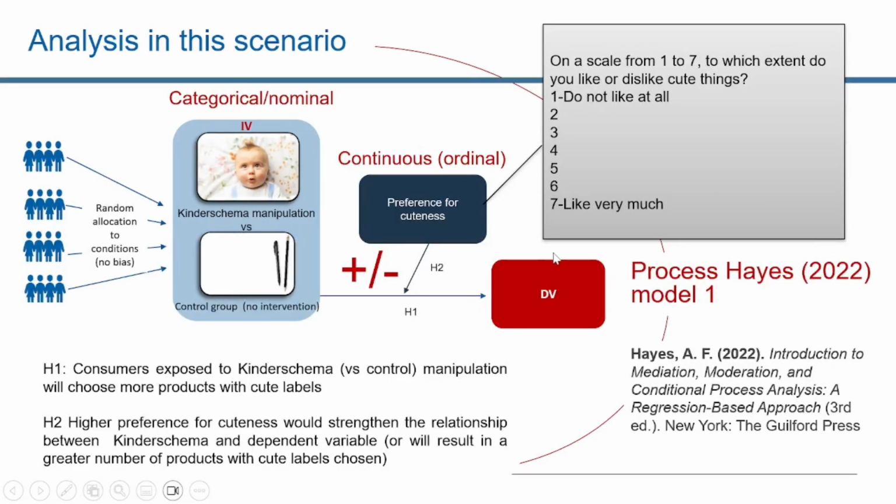And how can we analyze data? In this case, that very simple model can be analyzed using the Process Hayes add-on in SPSS using Model 1. And if you're not sure what Model 1 stands for, you can read this really good resource, which I have here, and you will know a lot more about modeling Process Hayes models with the SPSS add-on.